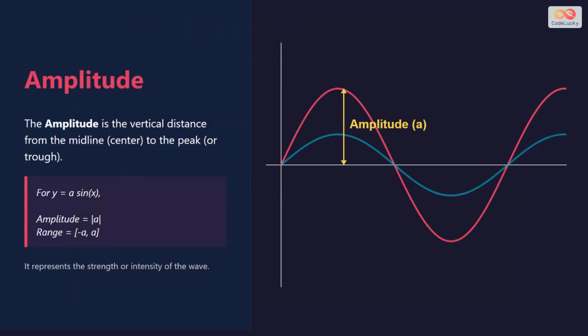One of the most important features of the wave is its amplitude. This is the vertical distance from the center line, or equilibrium, to the peak, or the trough. For the basic sine function, the amplitude is 1. It represents the strength, intensity, or energy of the wave. If the function is multiplied by a number, the amplitude changes accordingly.